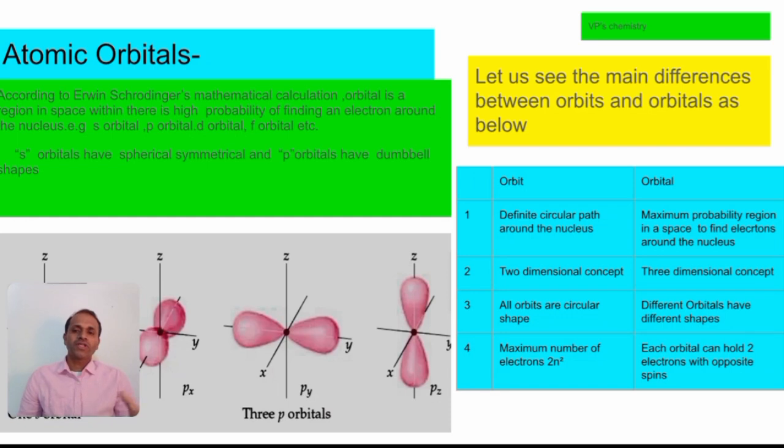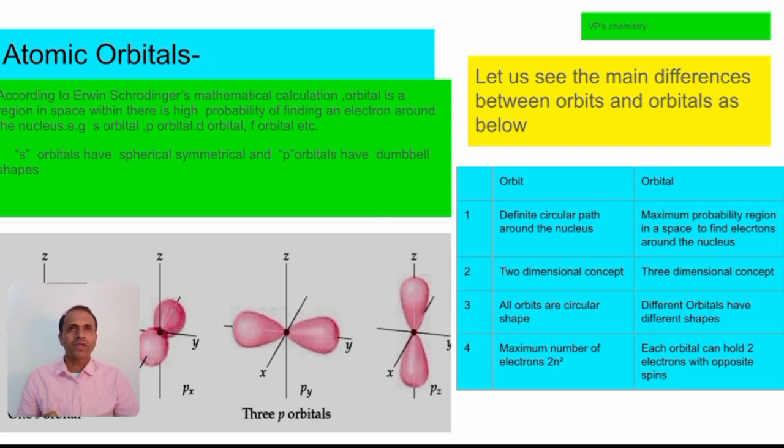The next thing we're going to discuss is atomic orbitals. What are atomic orbitals? As I mentioned before, the sublevels pretty much resemble atomic orbitals. According to Erwin Schrödinger's mathematical calculation, an orbital is a region in space within which there is a high probability of finding electrons around the nucleus.